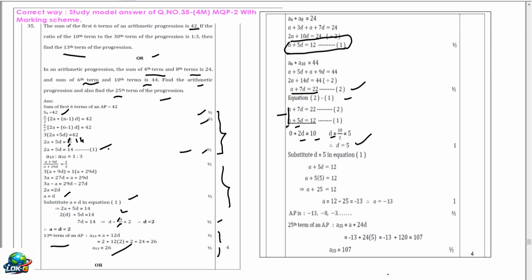Substitute D is equal to 5 in equation number 1, which is A plus 5D is equal to 12. Put D is equal to 5, 25. A is equal to 12 minus 25, which is minus 13. A is equal to minus 13. Therefore, AP is minus 13, common difference of 5, add minus 8, 5, add minus 3. Right?